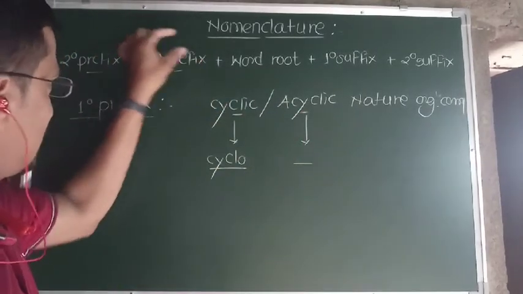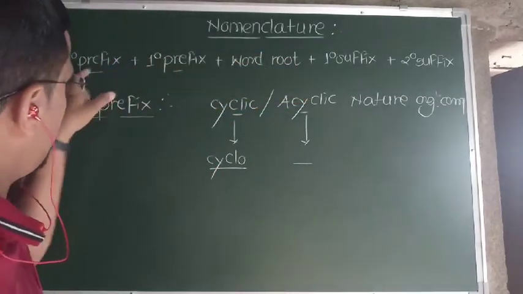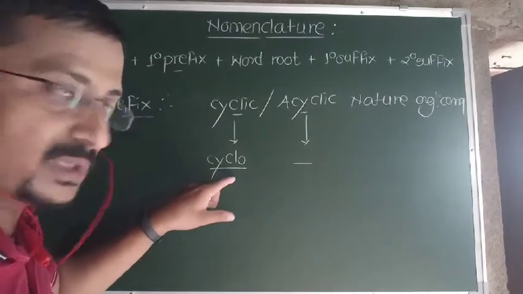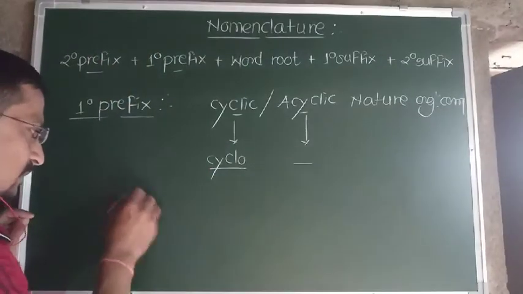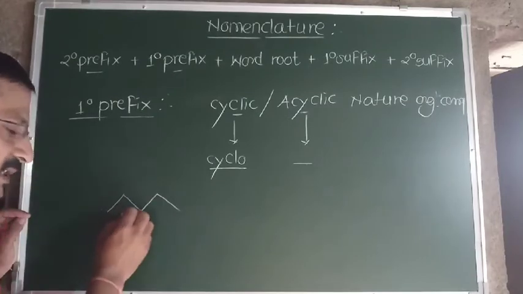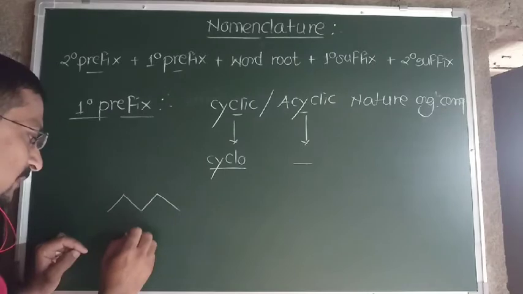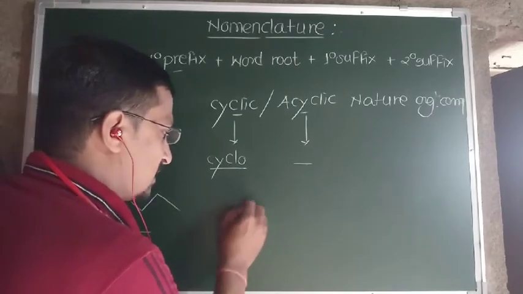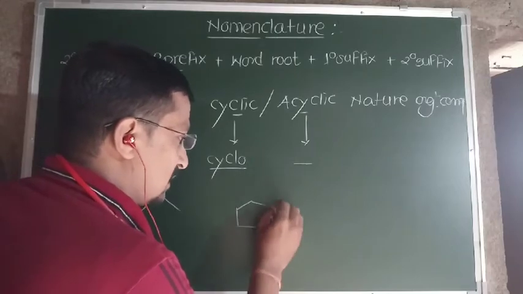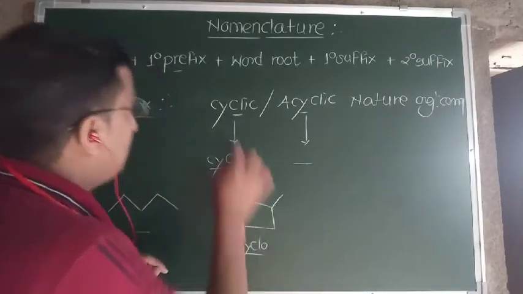Omit that primary prefix, just secondary prefix, word root. But if it is cyclic, then after the secondary prefix, the primary prefix, the word cyclo, and then the next component, word root, isn't it? So just consider like this. If you consider the structure like this, then it is acyclic. As it is acyclic, there is no primary prefix here, isn't it? But if the structure is like this, then it is cyclic in nature. So cyclo is the primary prefix.